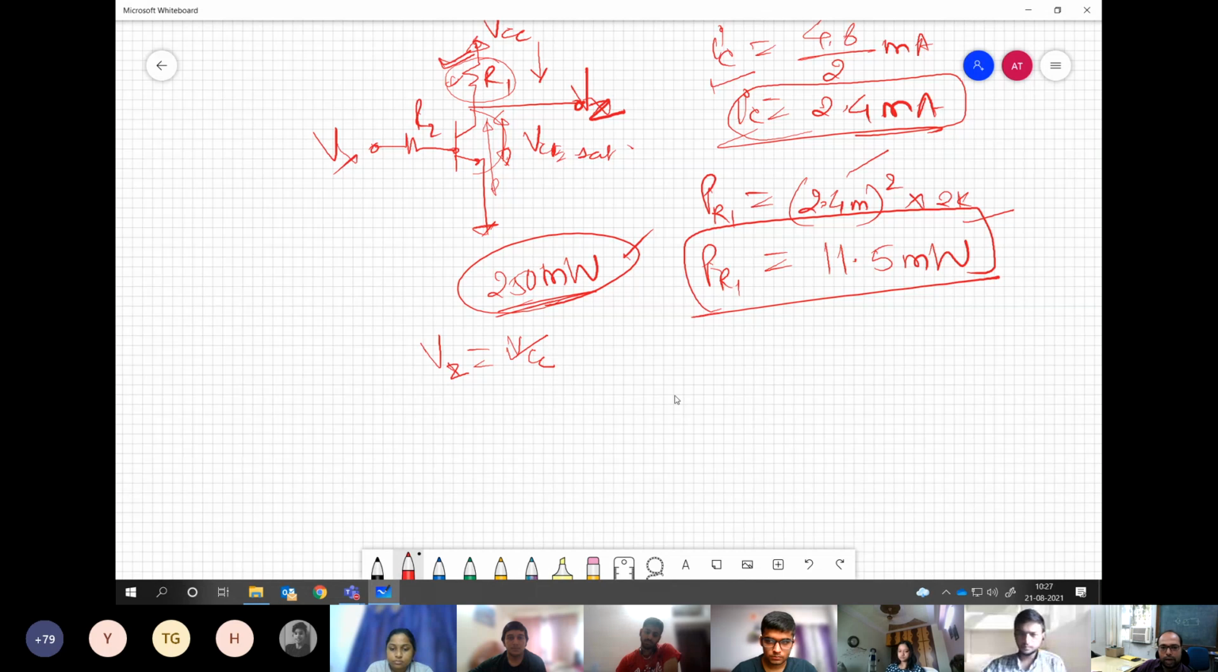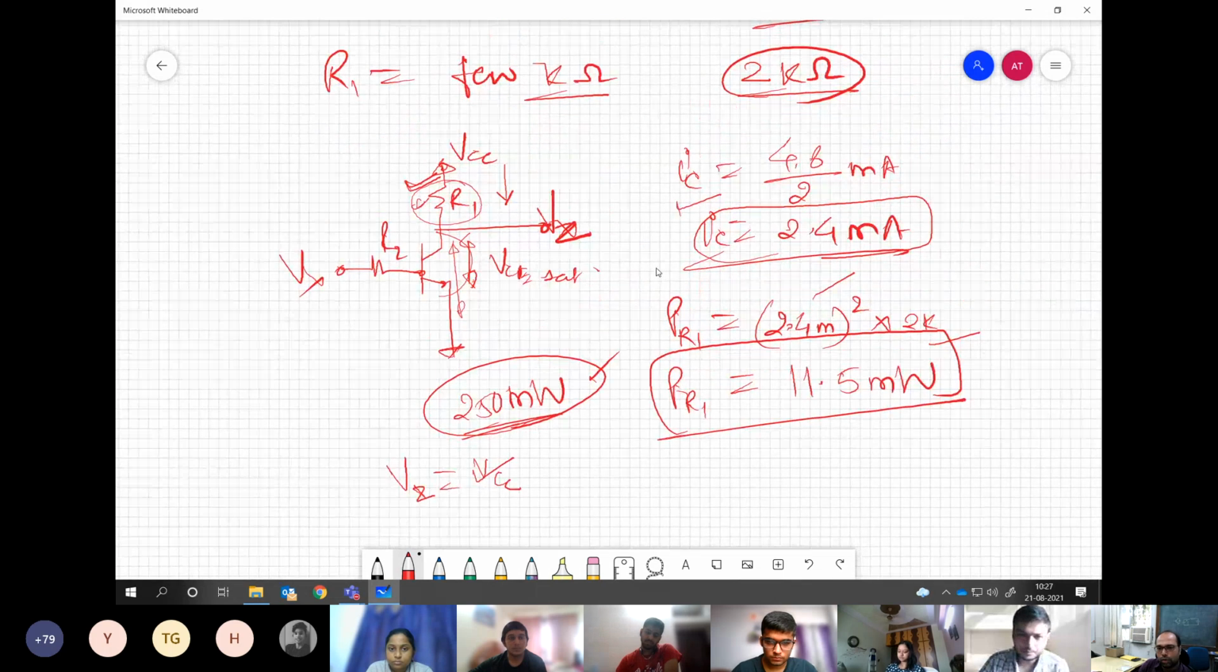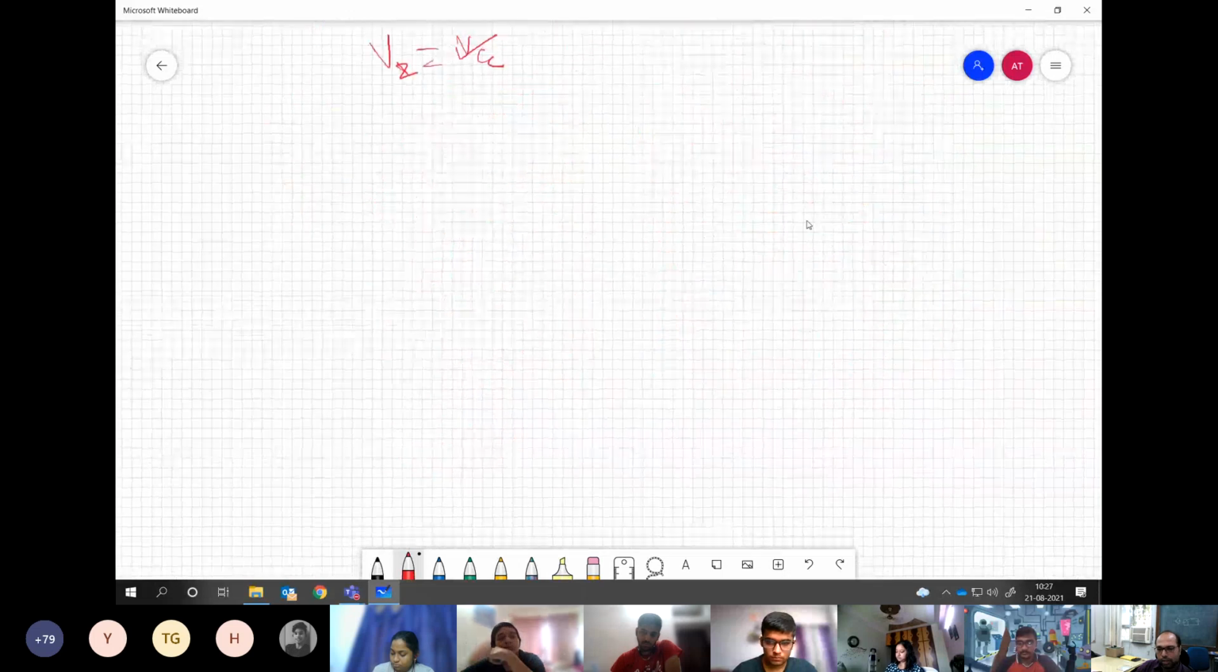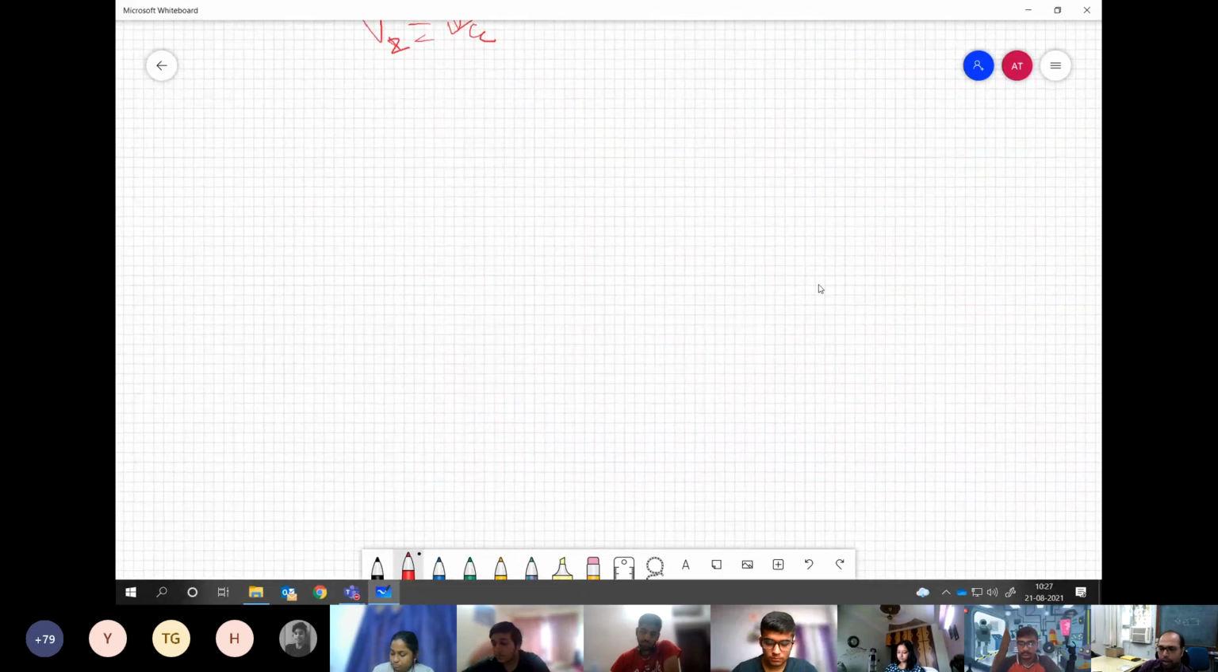So we can fix the value of R1, that okay, we can choose 2 kilo ohm. This is fine. One resistance we have chosen, assuming that this is going into saturation mode. Now, the condition for sending it into the saturation mode is that we pump enough base current in the transistor.